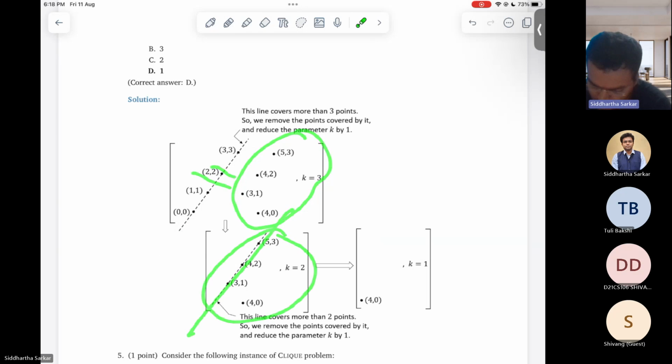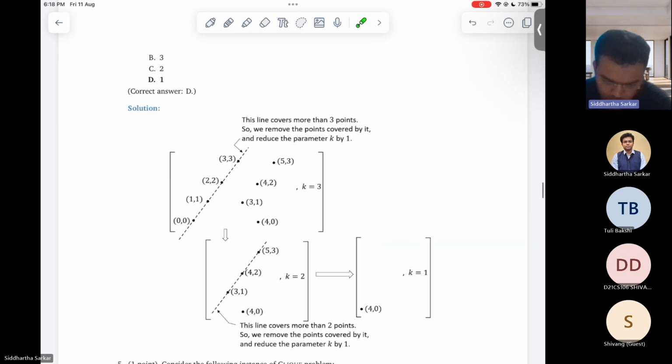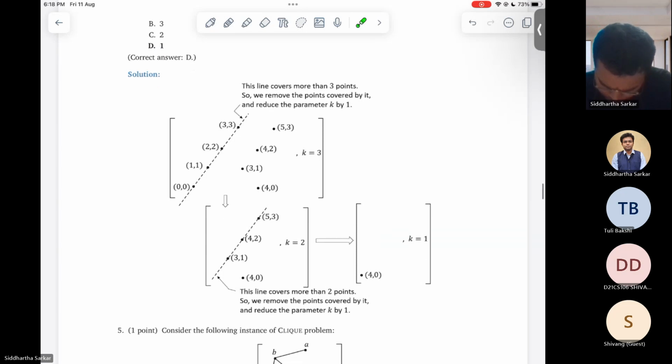Again, we can draw one line. So we are left with this point only. And k reduces by 1 every time. So this is the final instance. In the final instance, we have only 1 point. So the correct answer here is D, that is 1. I hope that you were able to do this question.